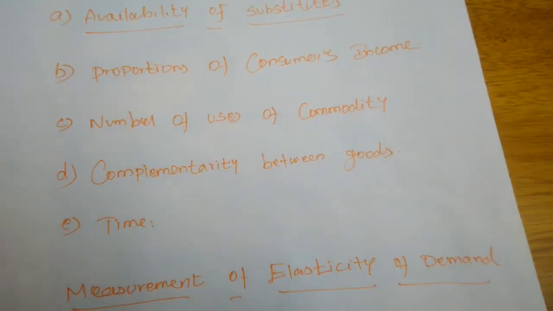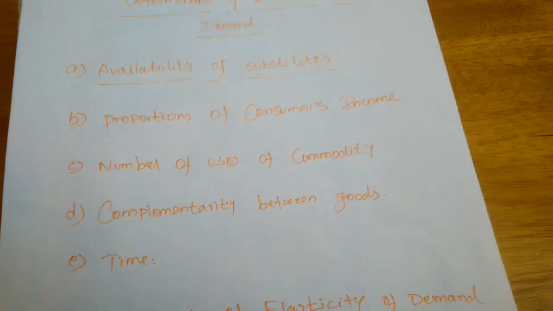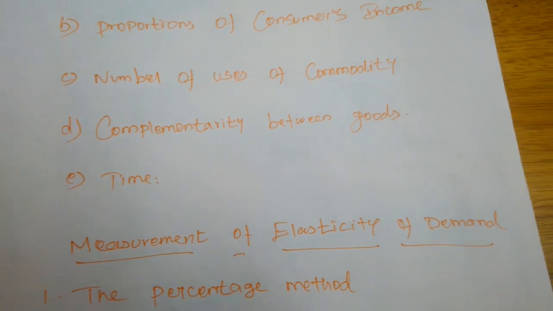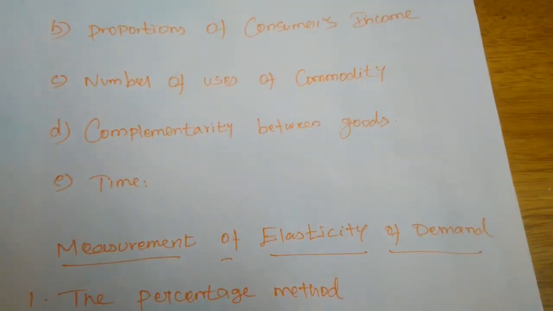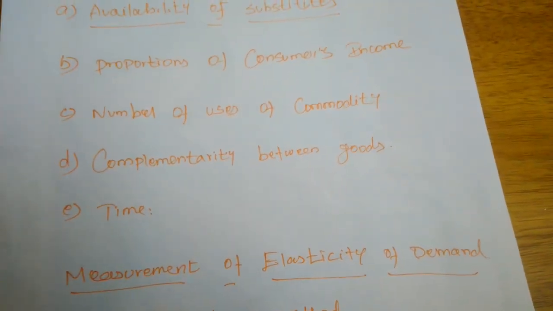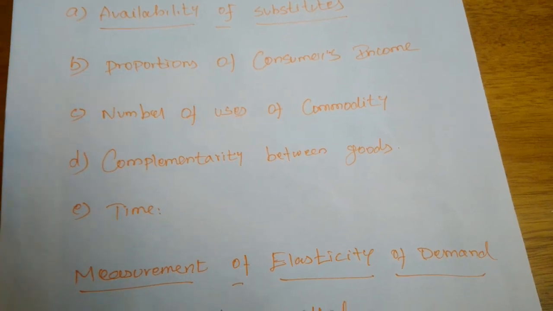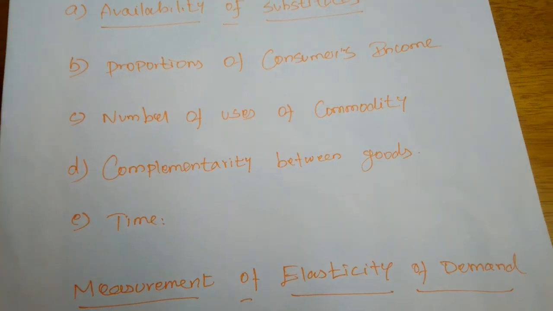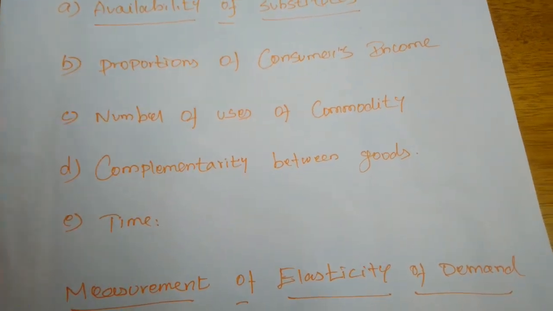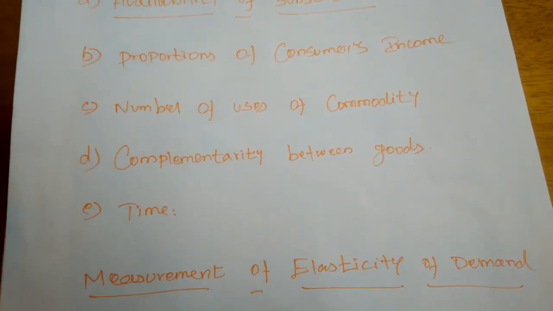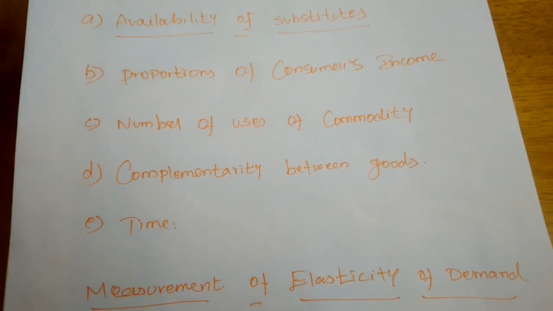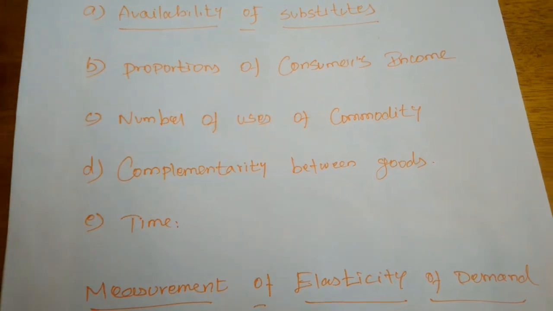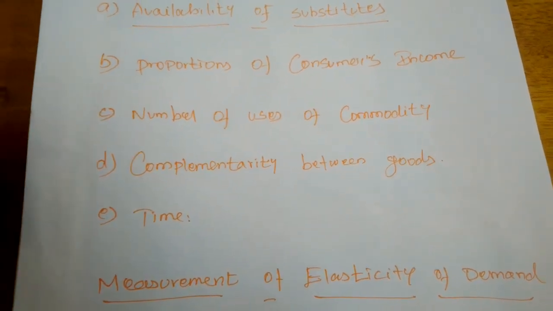Okay, so the complementarity between goods also will be determining the elasticity of demand. Next is time. Time is also one of the most important determinants of elasticity of demand. Here we can consider two types of time, the long run and the short run. The long run means we can consider 2 or 5 years.